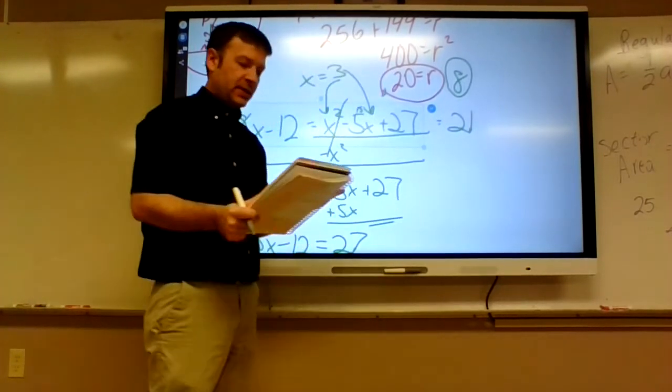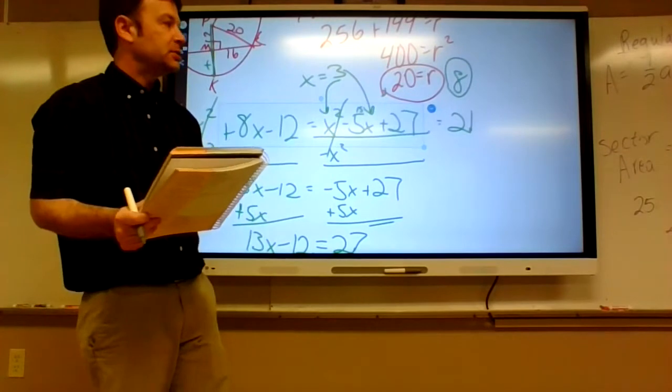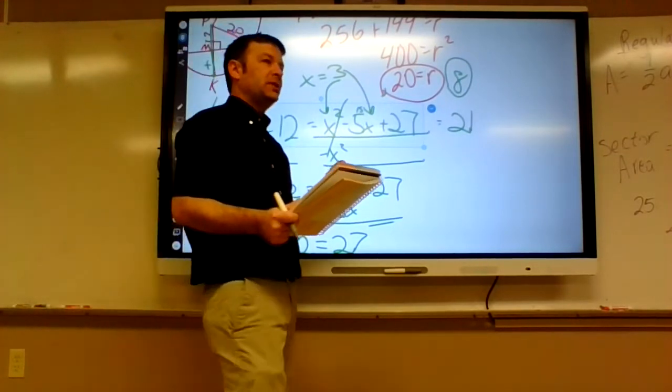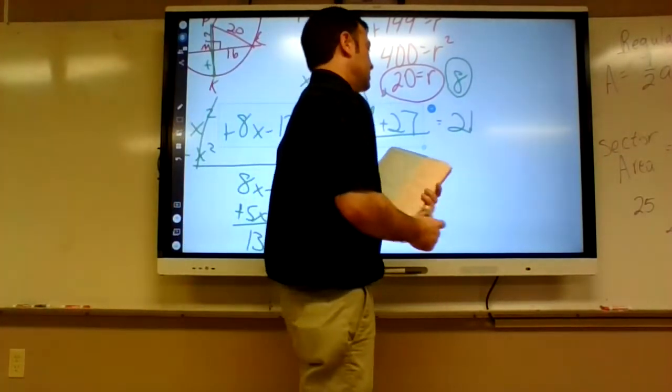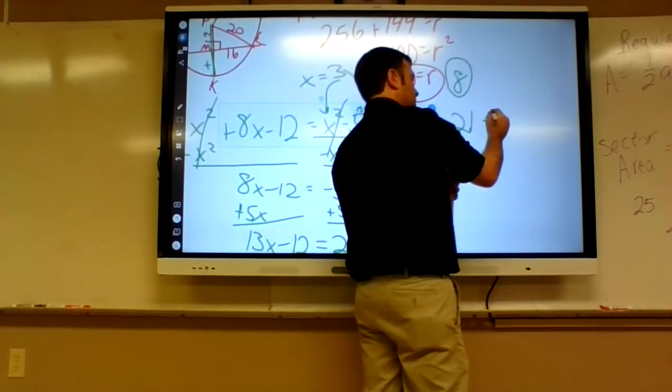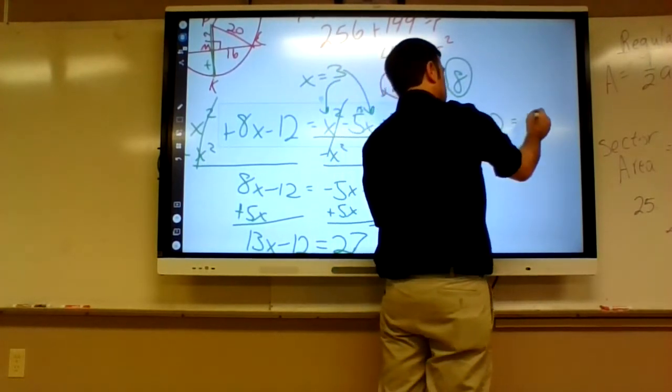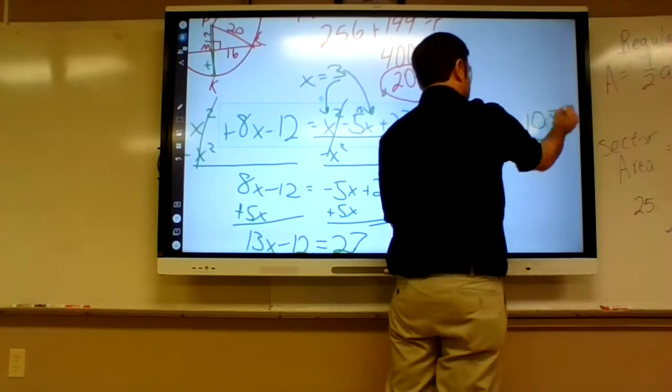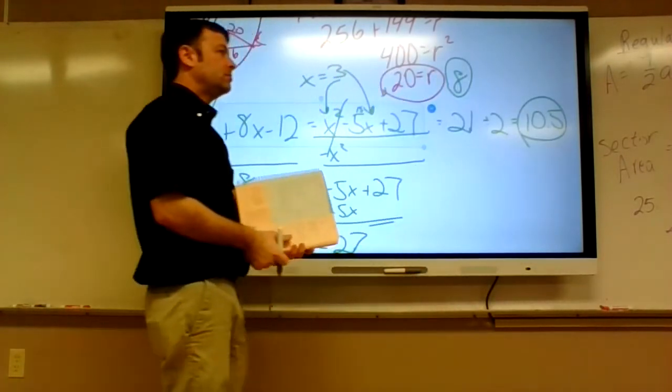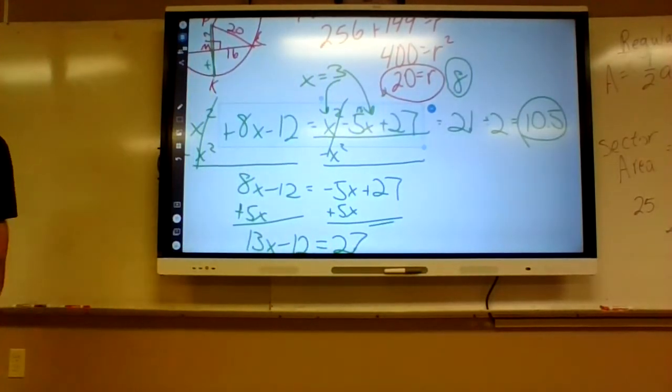That is FH. But we want FN. So we want half of this. What's 21 divided by 2? 10.5. Now that is the answer. 10.5 is the final answer. We just have to do everything else to find it.